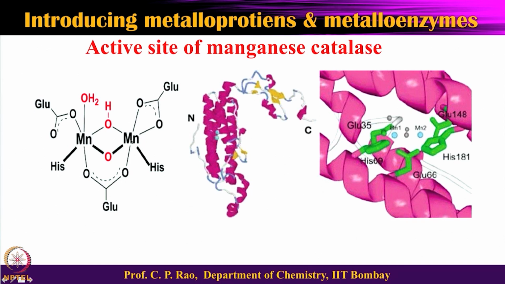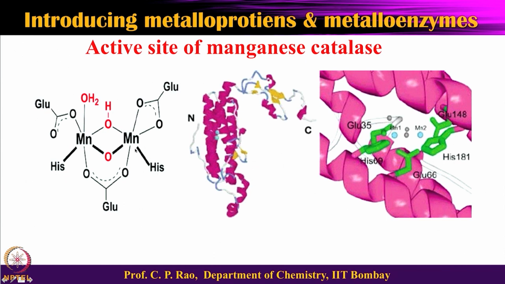Now, look at the dimanganese center. The protein is shown over here. This is one of the subunits, and if you focus a bit on this side, you can see one manganese ion here and another manganese ion here. These are labeled as manganese 1 and manganese 2, and they are surrounded by some groups which are directly bonded, and that is what you can see here.